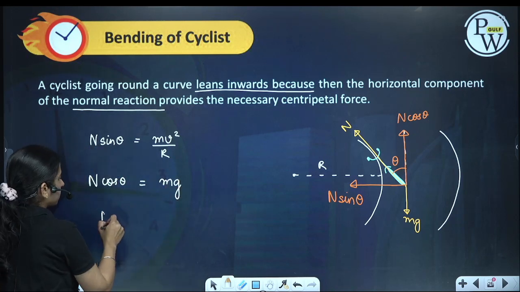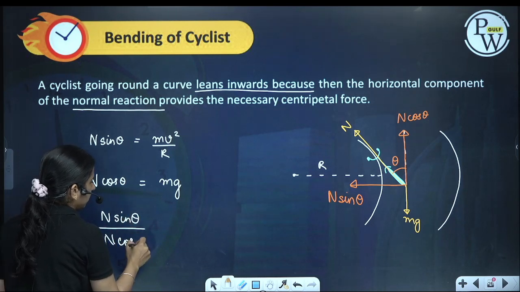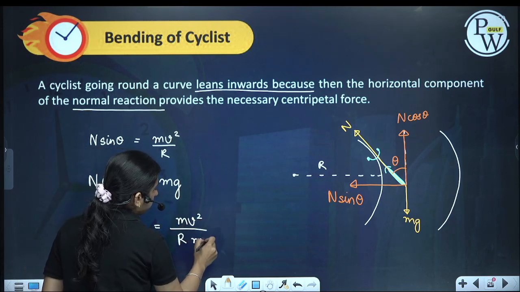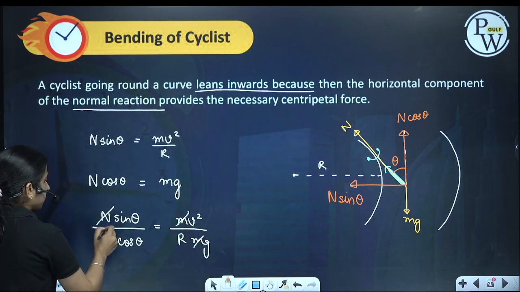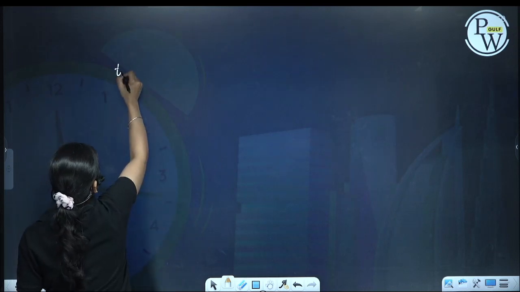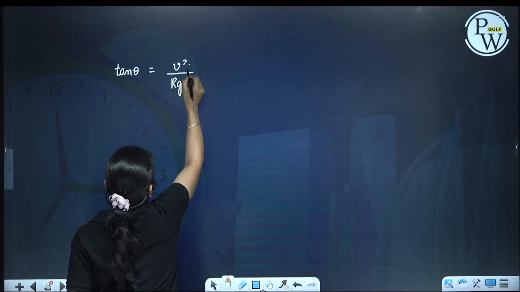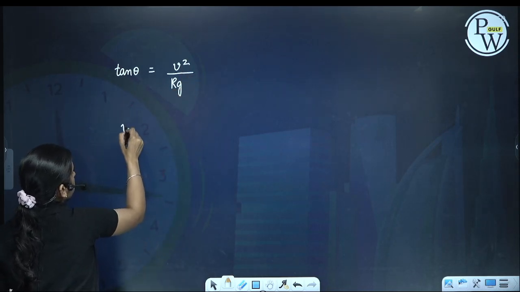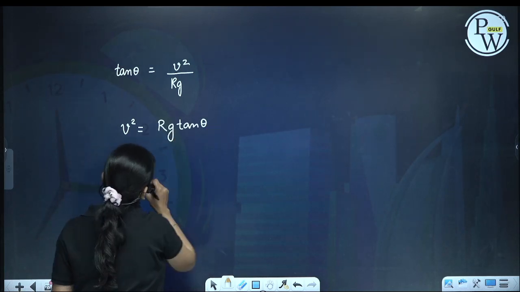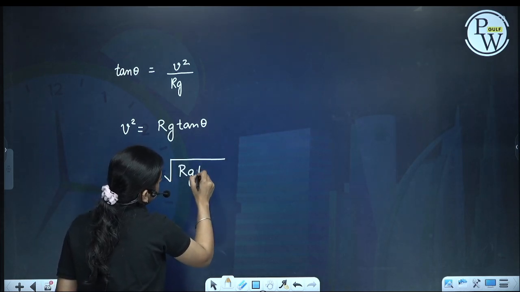Divide the two equations, and we get n sin theta divided by n cos theta equal to mv square by r by mg. M and m get cancelled, n and n get cancelled. What we have is tan theta equal to v square by rg. So v square is equal to rg tan theta, so the speed with which the cyclist can take the turn is the square root of rg tan theta.